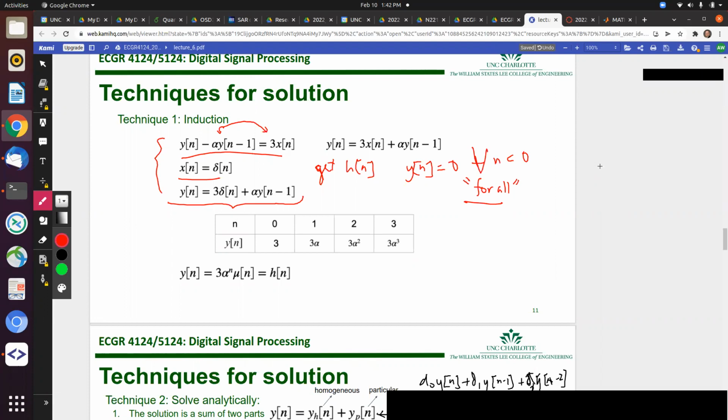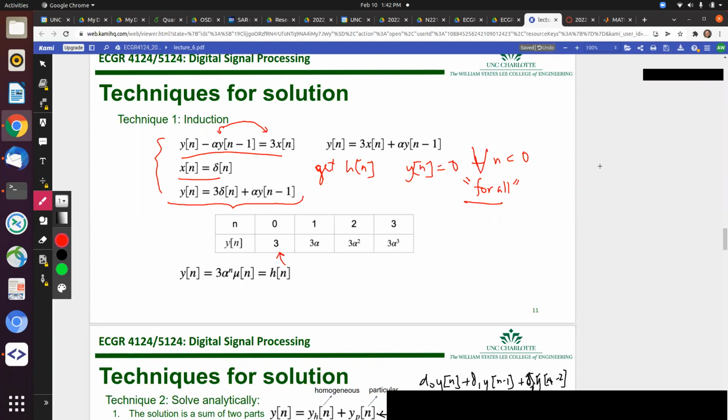So we have initial conditions. We know that y of n minus 1 is 0. And that's always the case when you're calculating the impulse response. So we plug in n equals 0. For n equals 0, we have y of 0 is equal to 3 delta of 0. So that's 3 times 1, plus alpha times y of minus 1, which is alpha times 0. So we get 3.